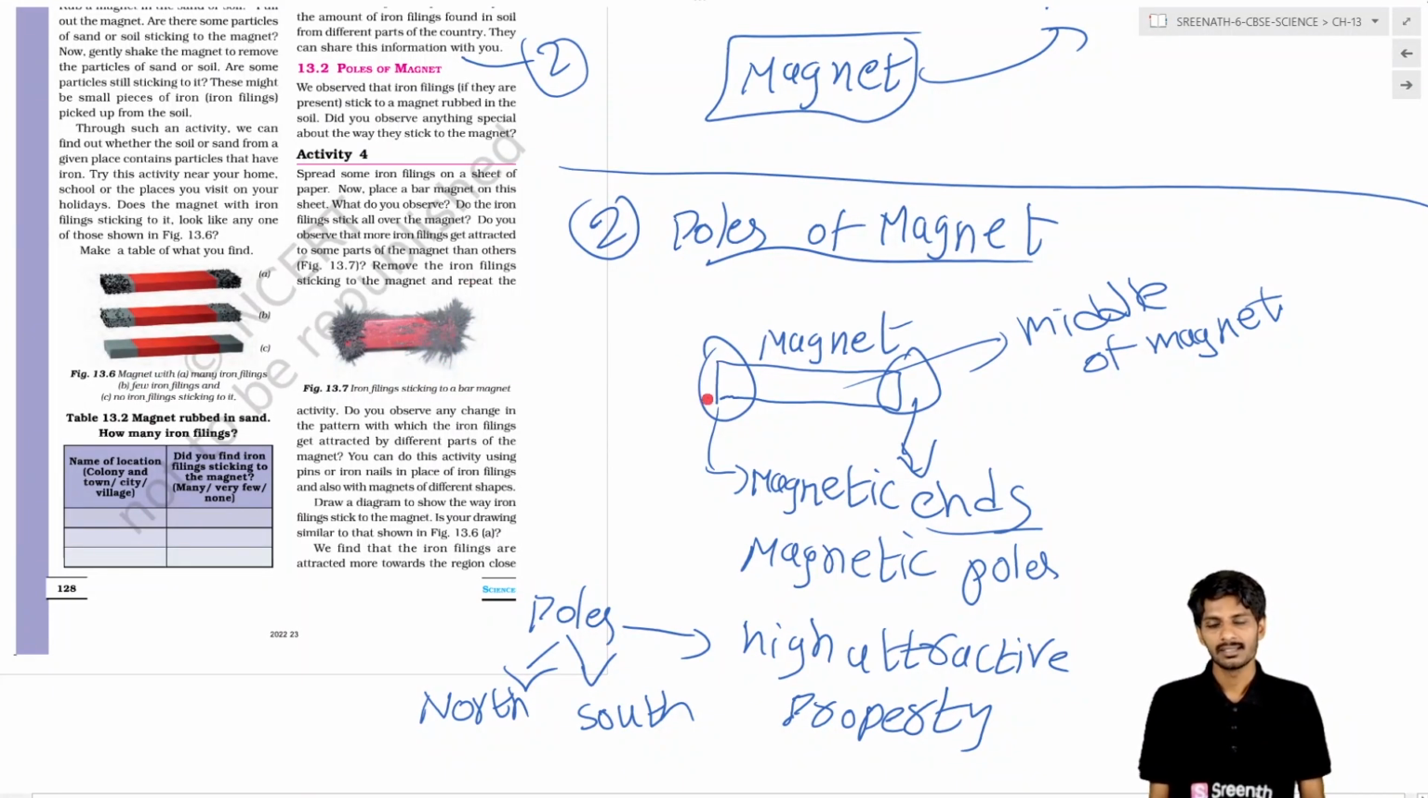Basically, a magnet has ends, and near them the maximum number of iron filings are accumulated. So the location where the maximum number of iron filings are attracted is called the poles. Basically we have two types of poles, the North Pole and the South Pole. We are going to discuss how we name those North and South in a later section.